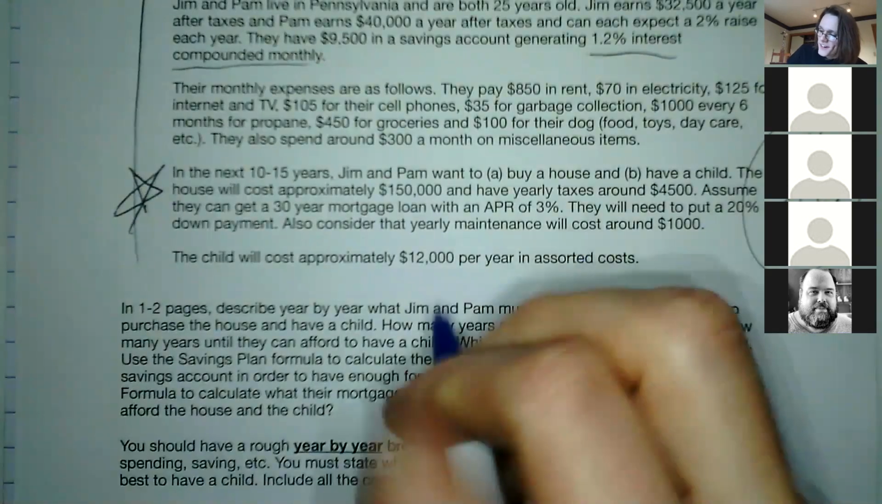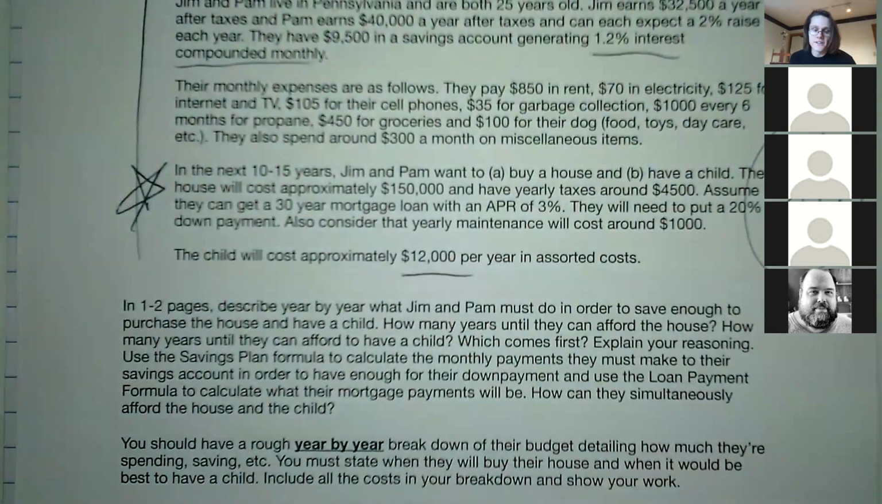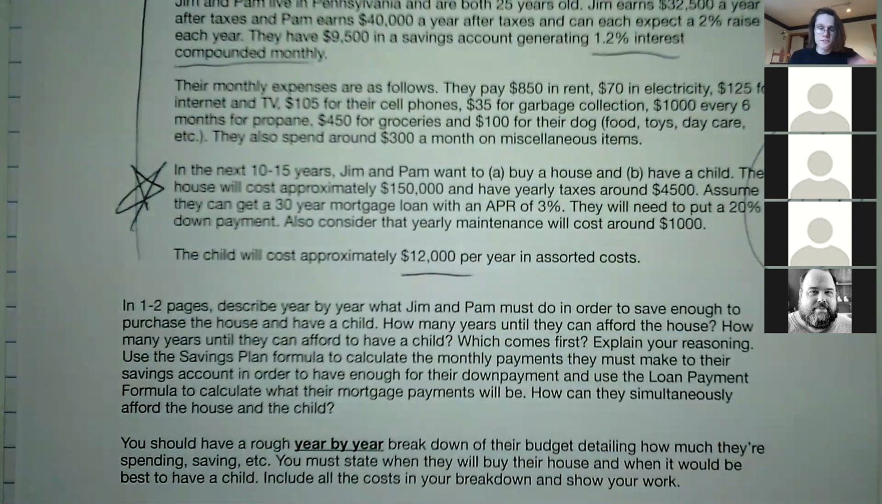Anyway, the child will cost approximately $12,000 per year in assorted costs. And that's what it is on average, which is kind of crazy. And it goes up every year. As your child grows older, they cost you more money. I read it peaked around 13 or 14,000 when they're a teenager. So they're so expensive. But yeah, so that's the setup.